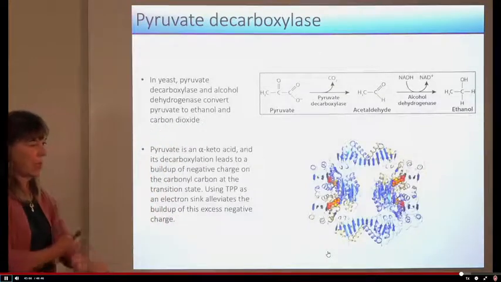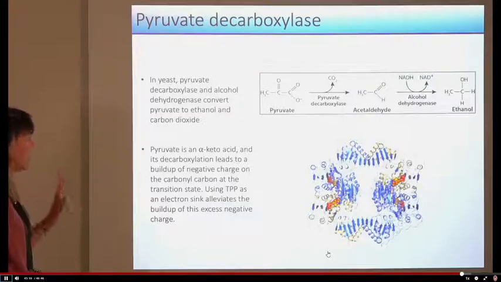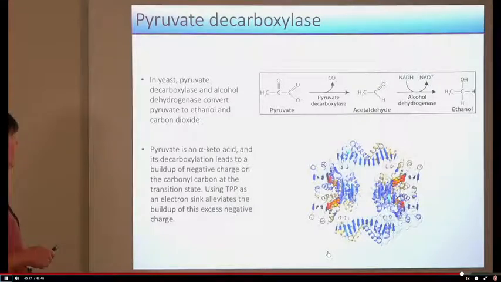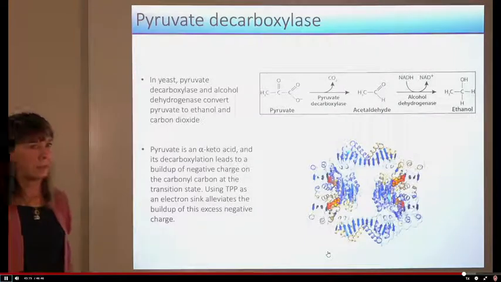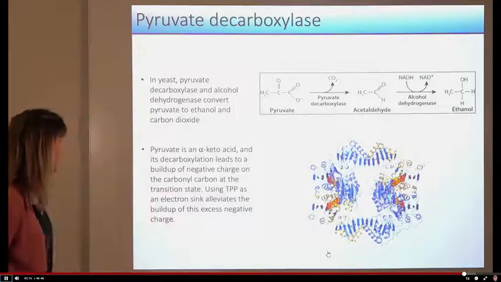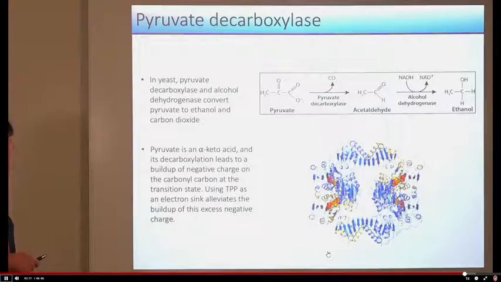So pyruvate decarboxylase. Let's talk about this one, because this one's important. In yeast, pyruvate decarboxylase, as the name implies, is getting the carboxylate group off in the form of CO2, and then it's going to reduce this to ethanol, and we all know what this is used for, to make beer, for example. So this is an important reaction. So in yeast, you have pyruvate decarboxylase, and then the alcohol dehydrogenase that converts acetaldehyde to ethanol.